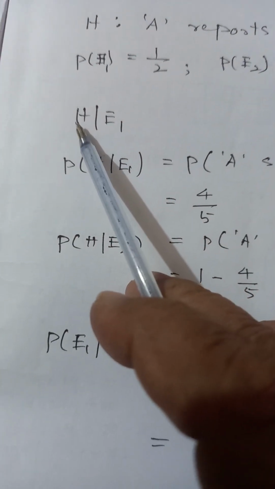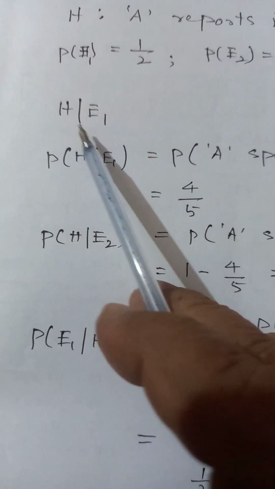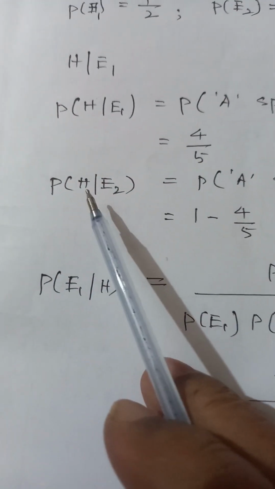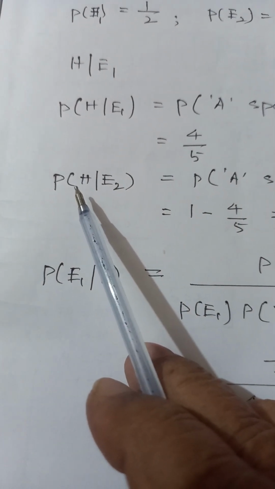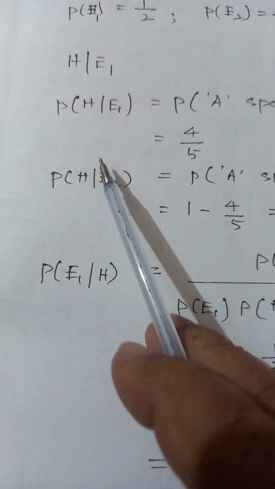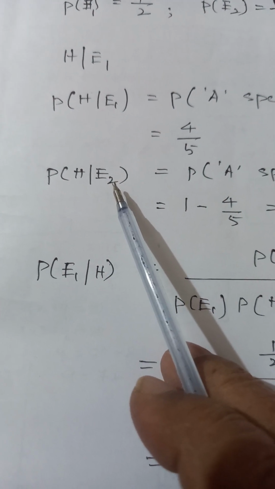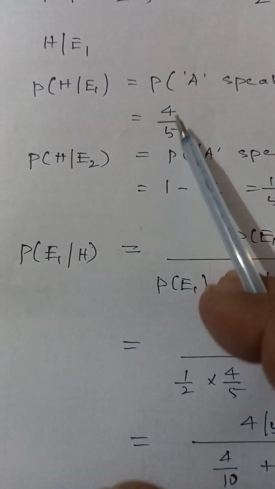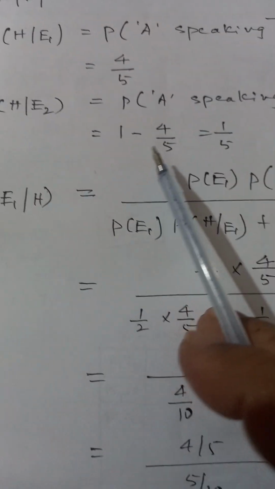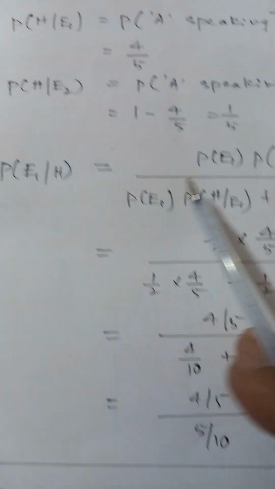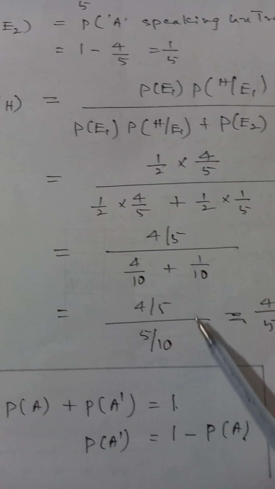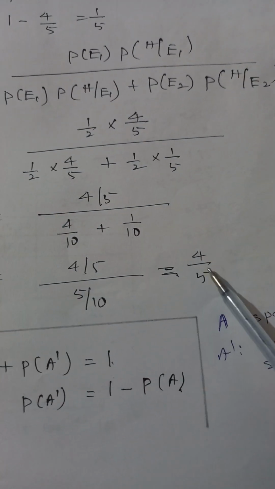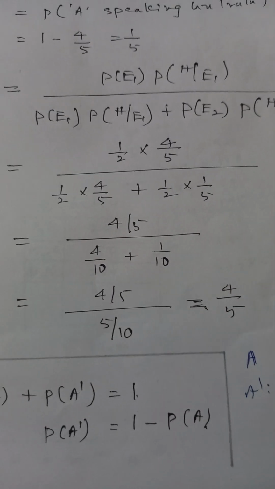And how to read this? H bar E1: A reports head appears, given that head actually appears, the probability of that one. And here we have H bar E2: A reports head appears when head does not appear actually. So this is a lie. This is the truth. Probability of the truth is given by 4 by 5. And this we have found out, 1 by 5. All these values we have substituted here. And afterwards, this simple calculation, you must be knowing all this. So when you arrive at this answer, 4 by 5. Thank you. I think you have followed the problem.